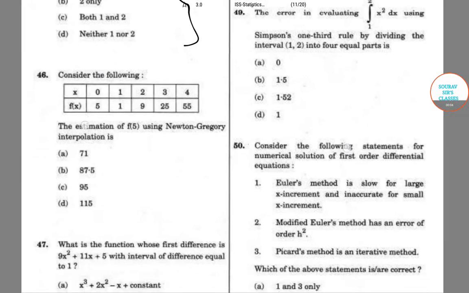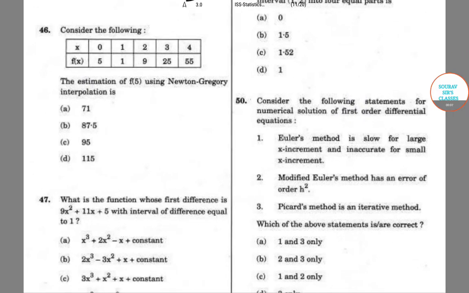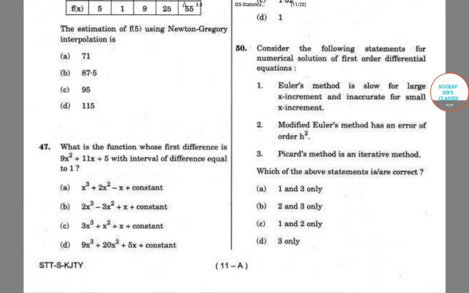In this video, I will be solving selective questions from ISS Statistics paper 1 of 2017. Let's start with question number 50.